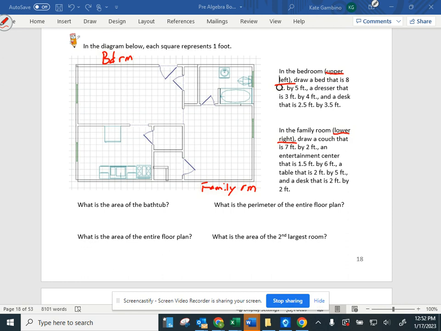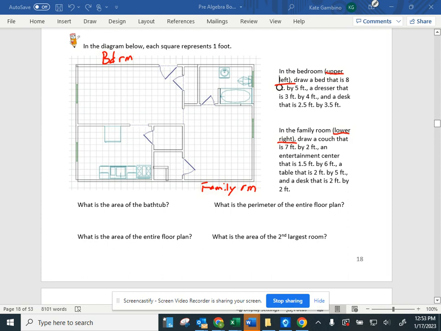Then you have to answer these questions. What is the area of the bathtub? Here's our bathtub. So figure out the area of the bathtub. What is the perimeter of the entire floor plan? So perimeter, remember, we're counting on the outside. What is the area of the entire floor plan? We know how to find areas, multiplying the length by the width. And what is the area of the second largest room? So you're going to have to find the areas of what looks like the 2 largest rooms and figure out what the area of that largest room is.